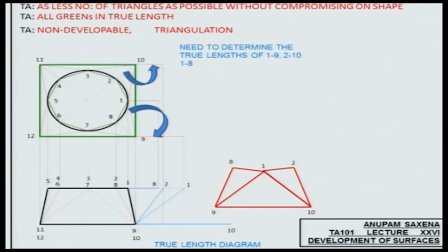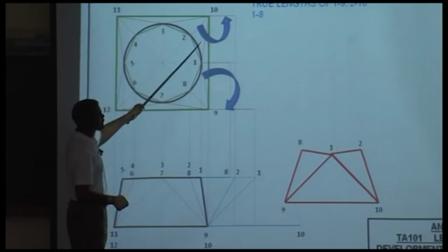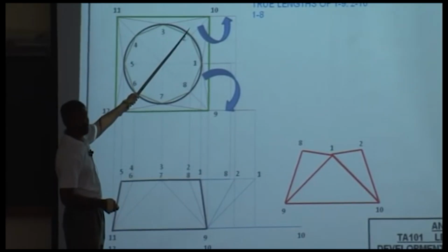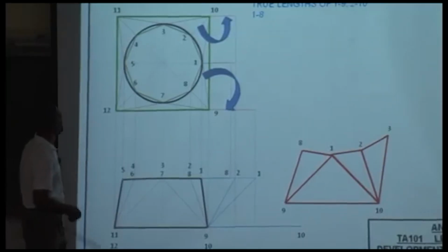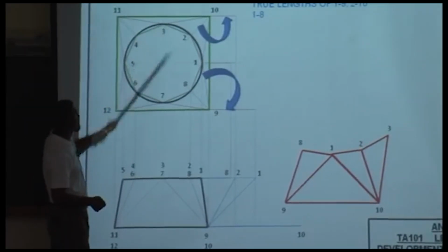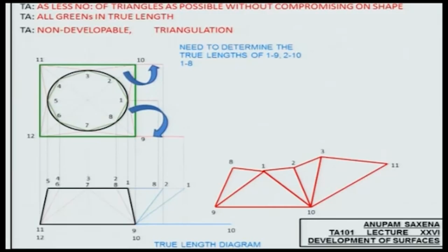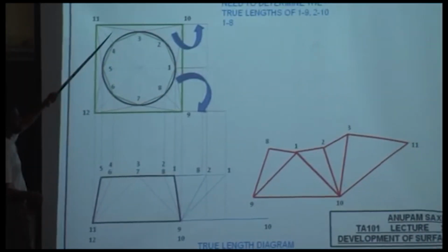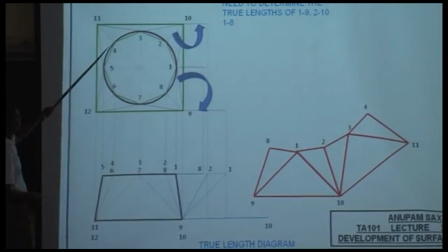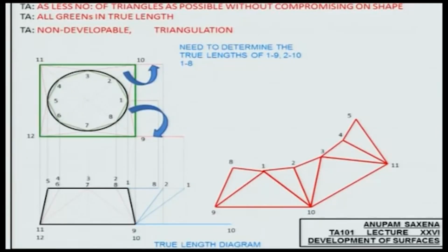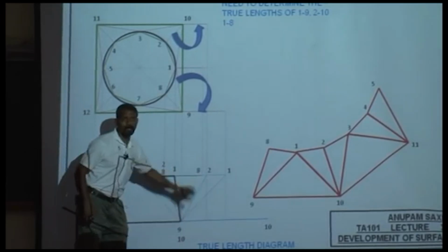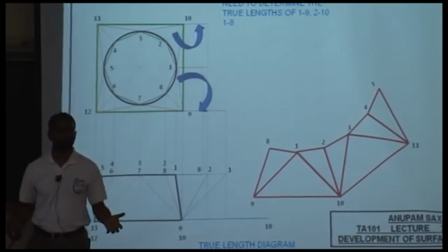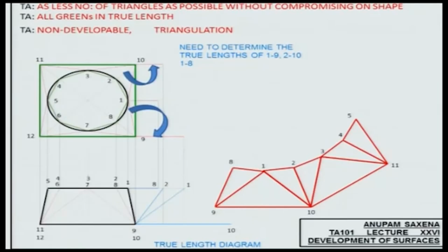We get 1 to 10. Make sure that you are following the connectivity right. 1 to 10, and then the next triangle would be 2, 3, 10, and the next one will be 3, 10, 11. Next one 3, 4, 11. And then 11, 4, 5. Keep on continuing. This is straightforward. So the challenging part for you is this true length diagram and understanding the fact that you have to approximate a non-developable surface using a set of triangles.